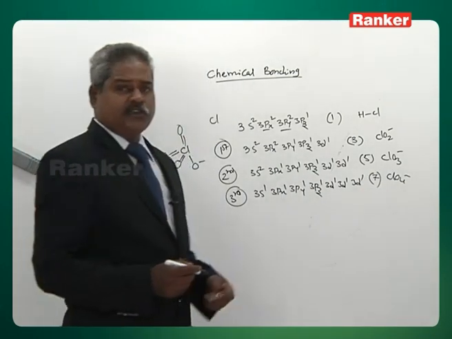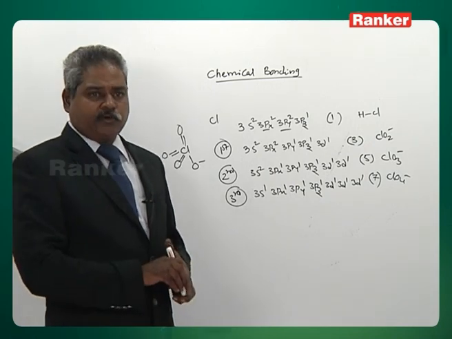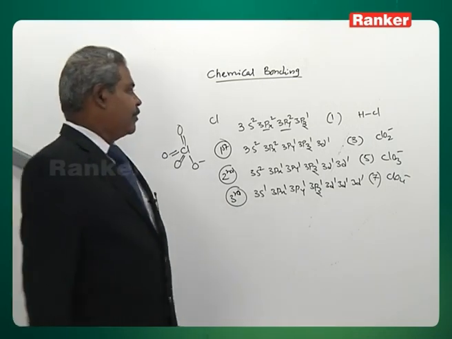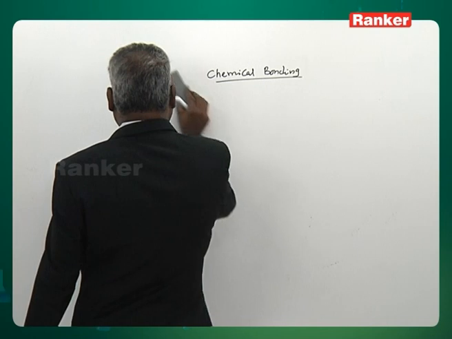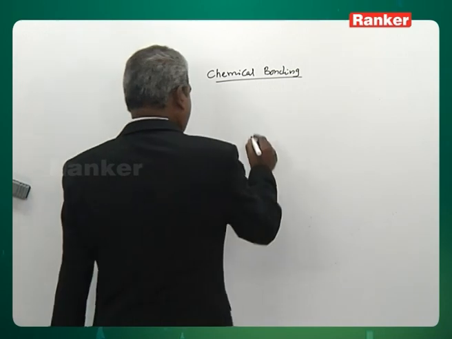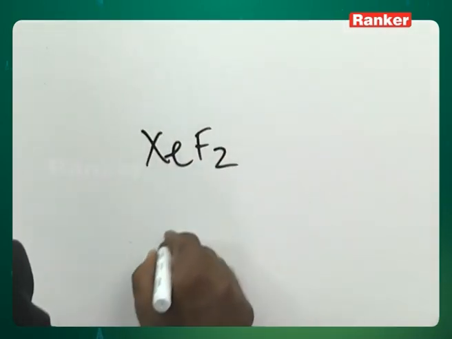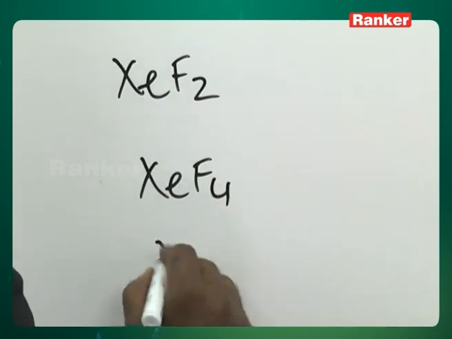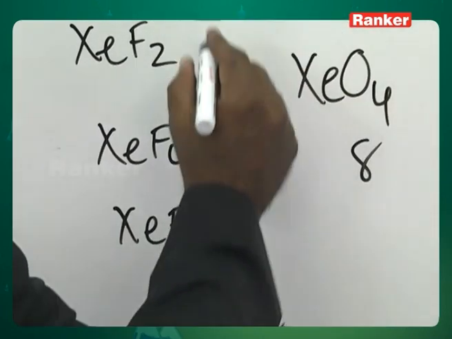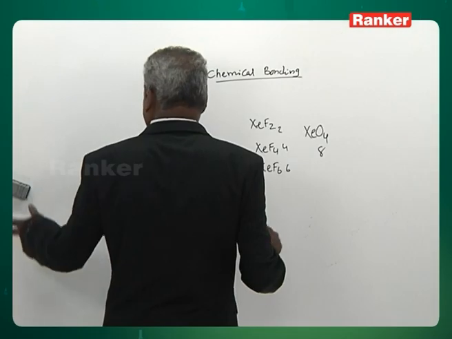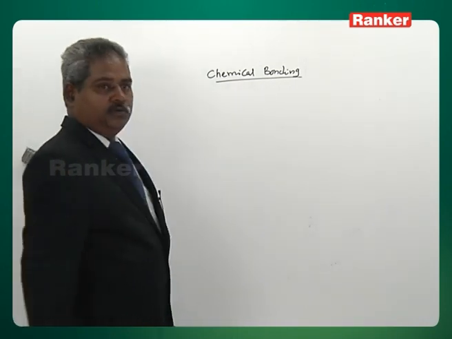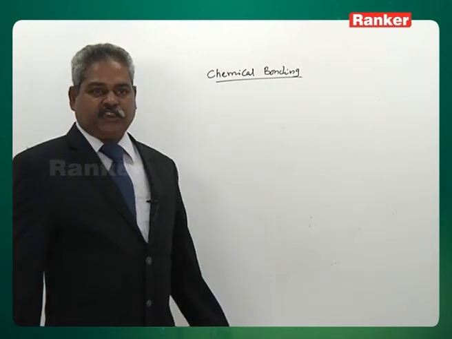So, chlorine can form 7 bonds because it is not borrowing electrons from anyone. It is using its own electrons. If you use your own electrons, you can form any number of bonds. So, xenon that way has 4 pairs. After breaking all the 4 pairs, it will be able to form 8 bonds. Xenon forms 2 bonds XeF2, 4 bonds XeF4, 6 bonds XeF6, XeO4, 8 bonds, 2, 4, 6, 8.